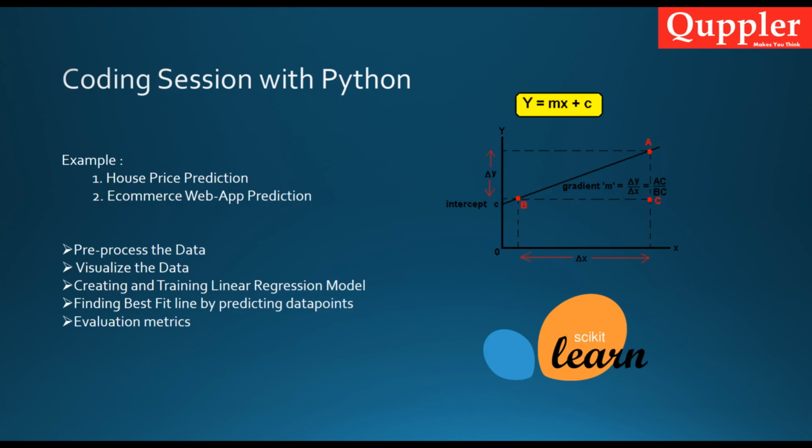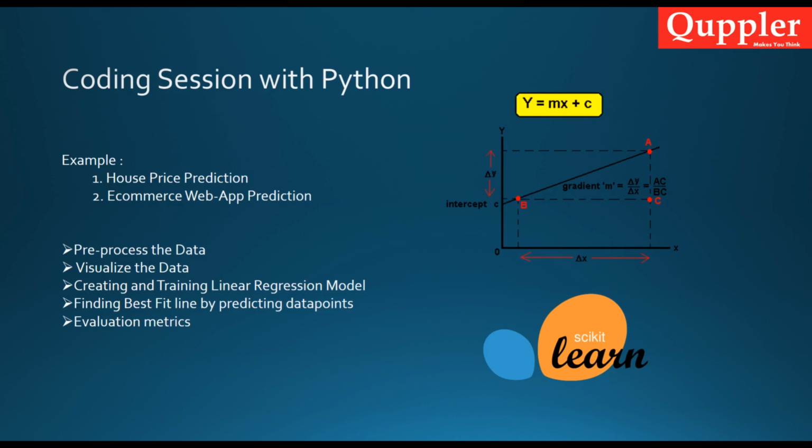Then we're going to visualize the data in 2D using matplotlib, seeing different kinds of charts and graphs to check how good our data is. Then we're going to create and train the linear regression model. Once that is done, we're going to find the best fit line by predicting the data points.